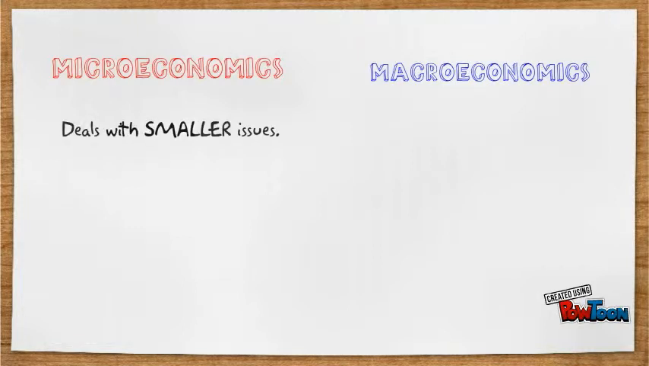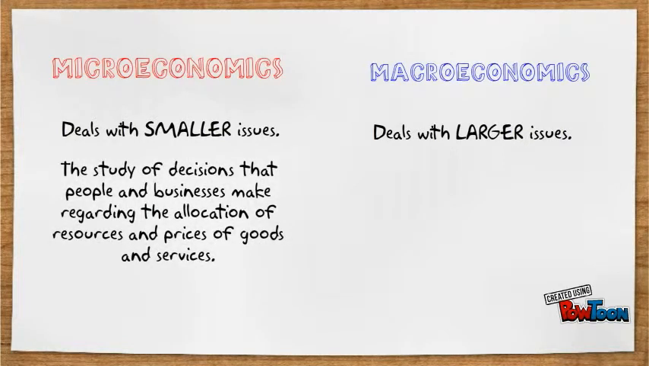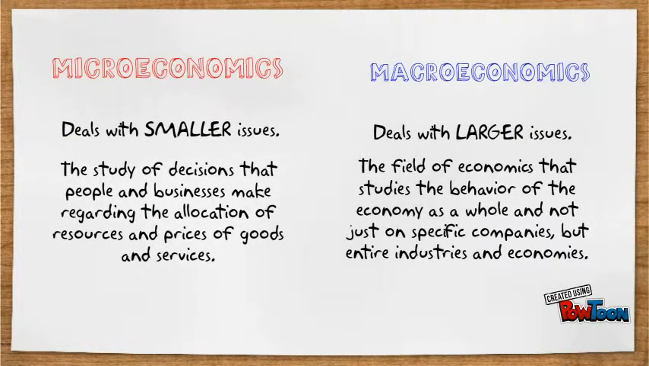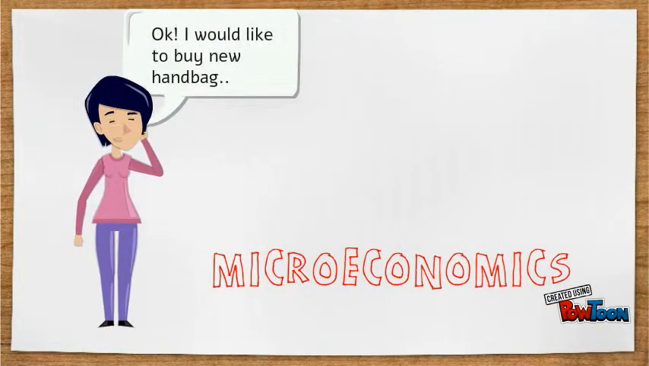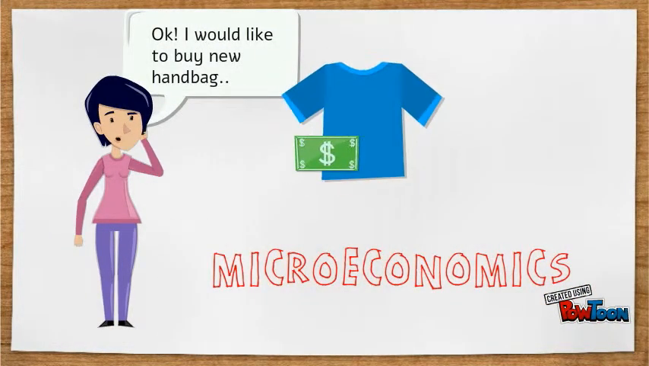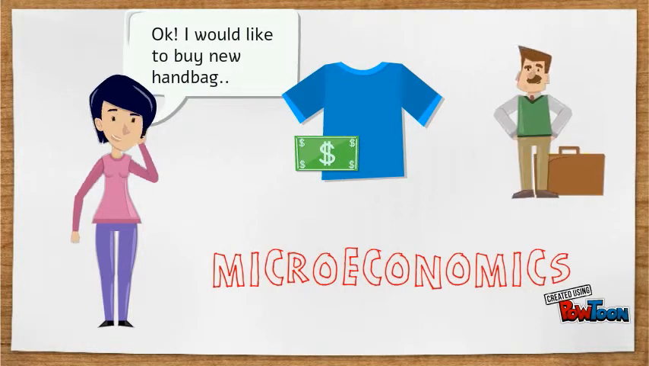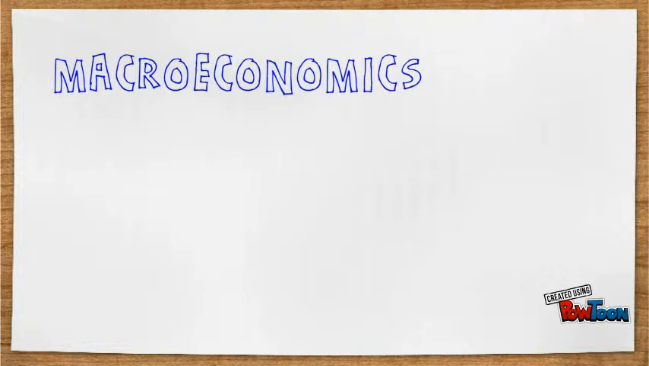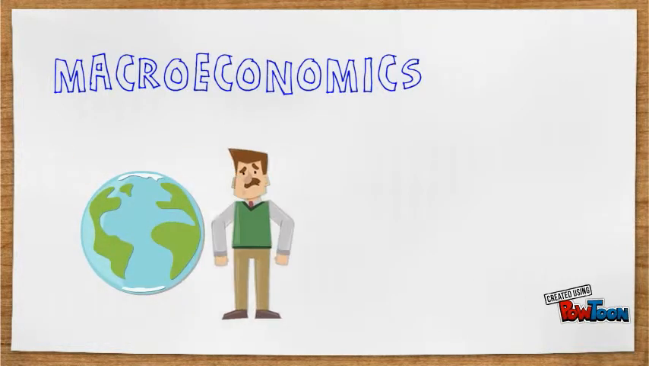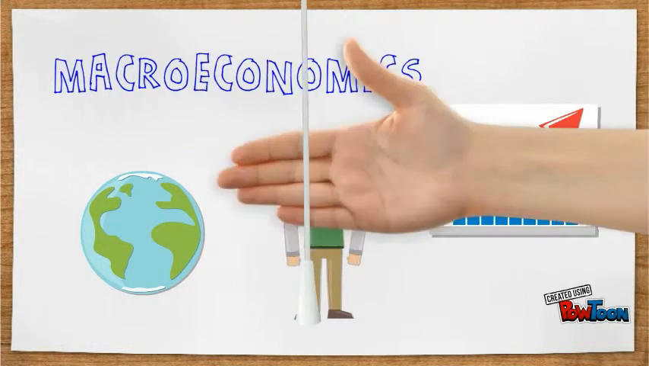Economics can be divided into two categories: microeconomics and macroeconomics. Microeconomics deals with smaller issues. On the other hand, macroeconomics deals with larger issues. Microeconomics, for example, consumer behavior, price of goods, producer behavior. Macroeconomics, for example, population, unemployment, economic growth.